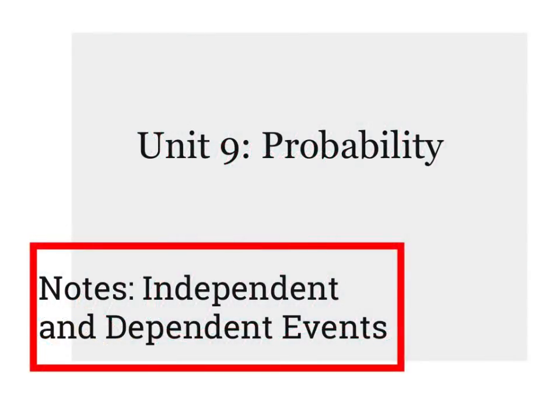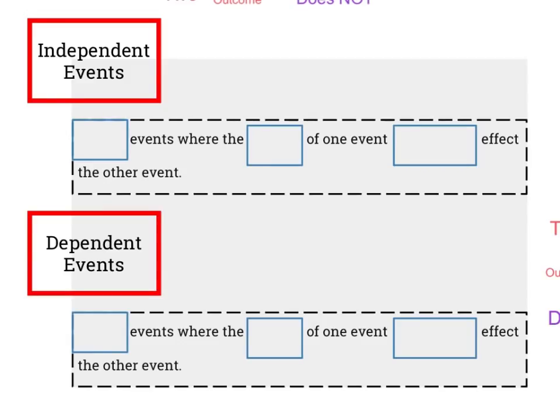Welcome back. Today we're going to be talking about probability. Specifically, we're going to be talking about independent and dependent events. Let's take a look at a couple definitions. Now, when we talk about probability, we're talking about two different things. We have independent events and dependent events.